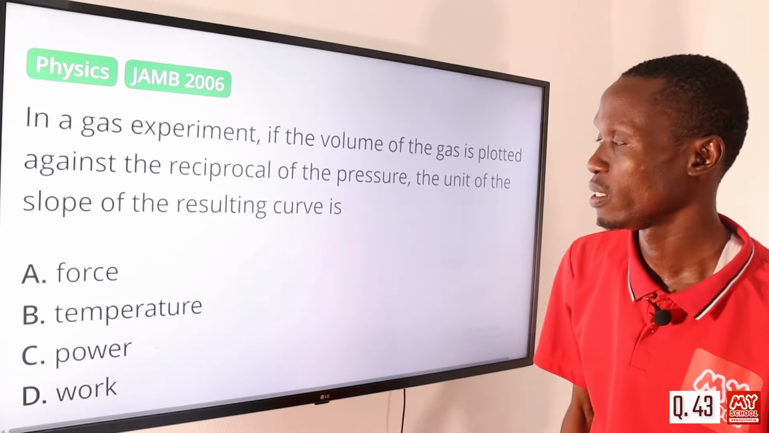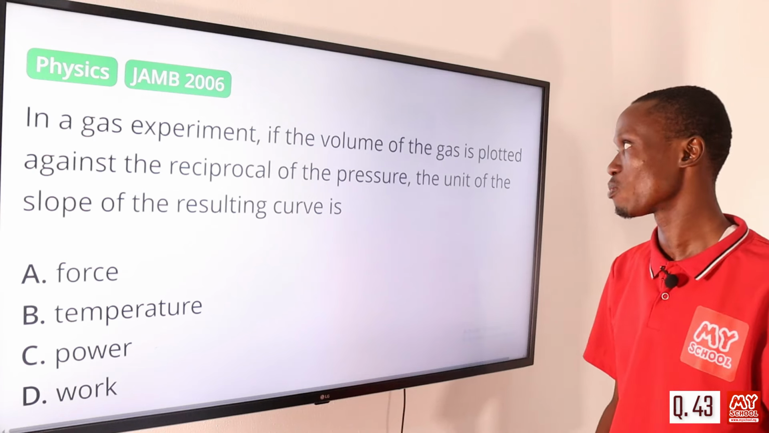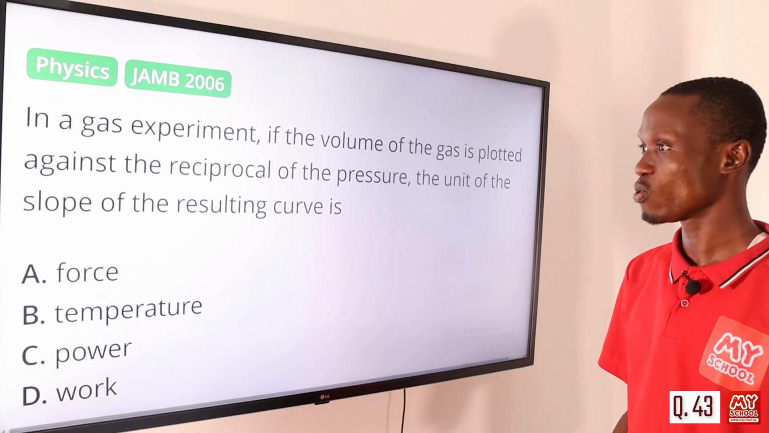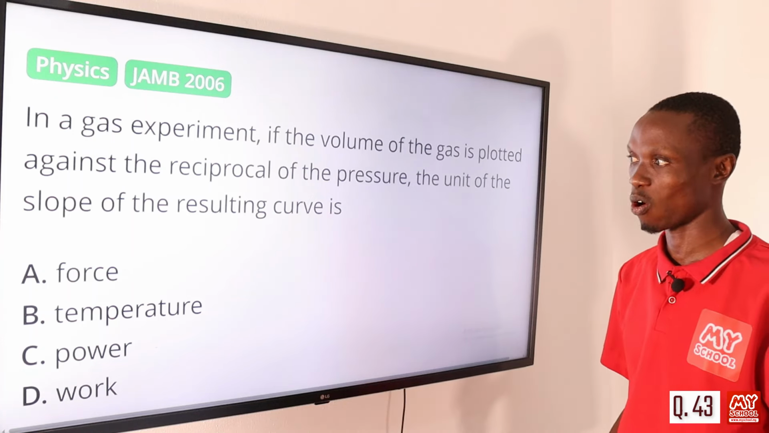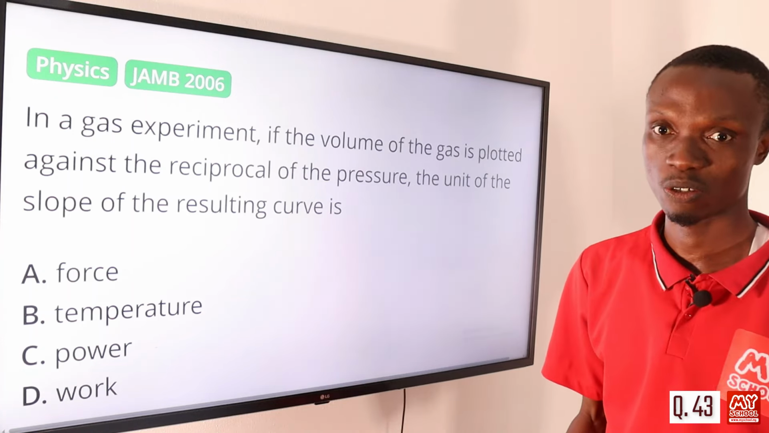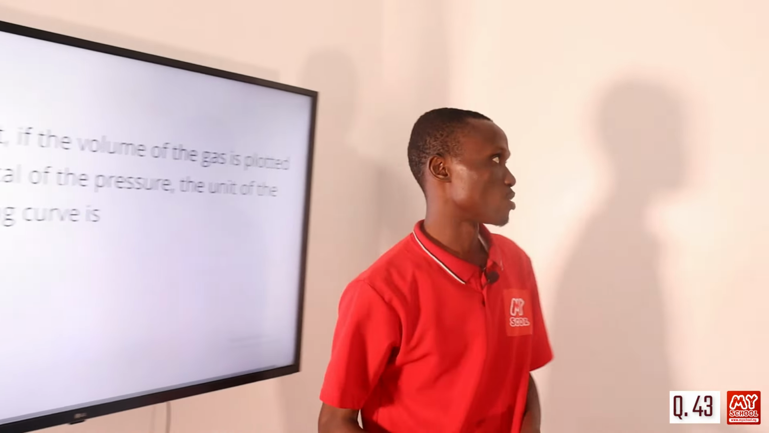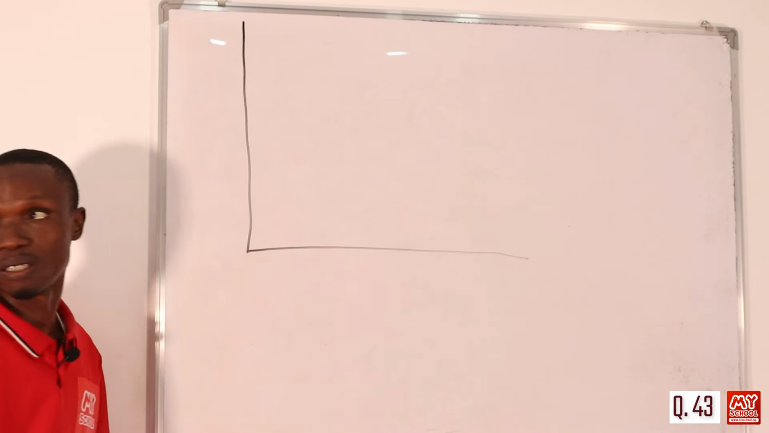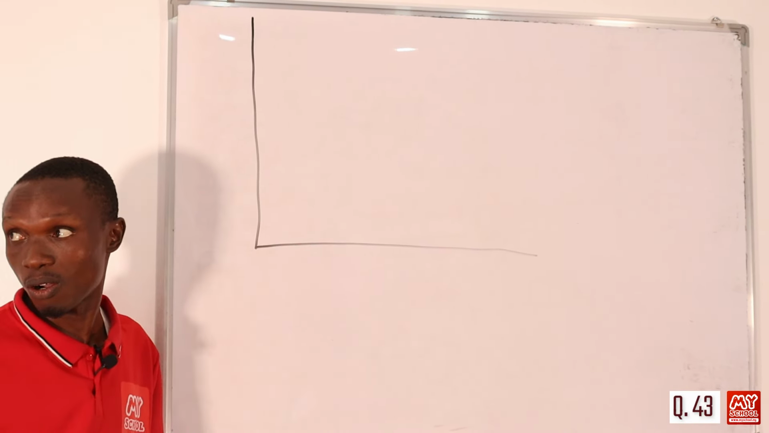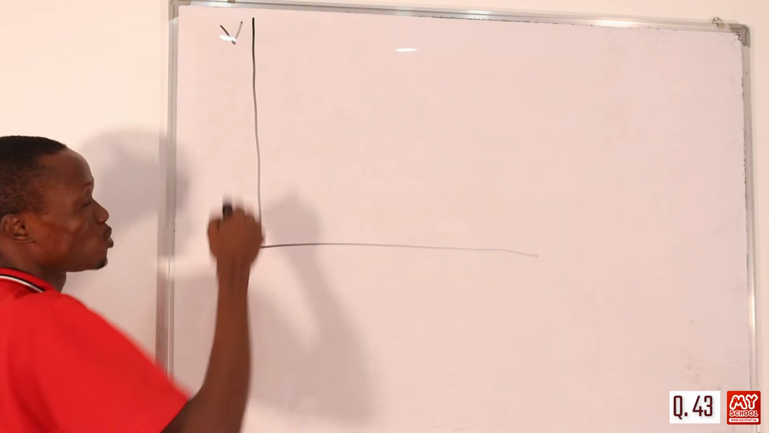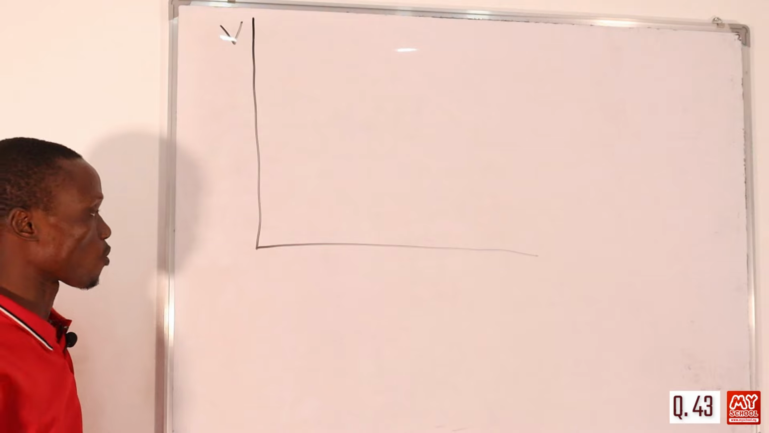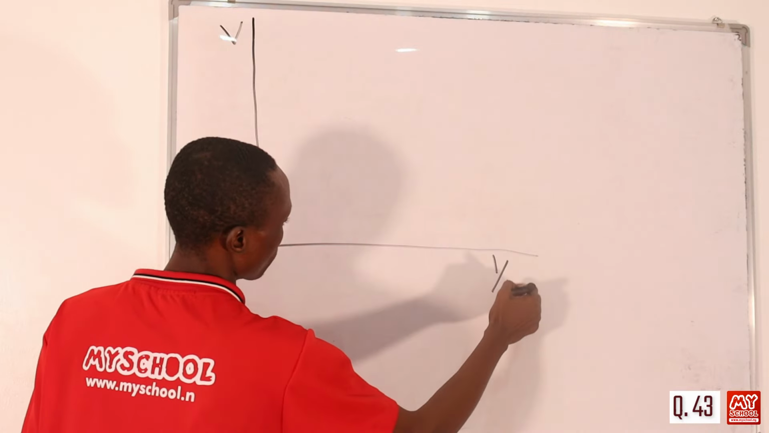150 Newton. Question 43. In a gas experiment, if the volume of the gas is plotted against the reciprocal of the pressure, the unit of the slope of the resulting curve is what? So let's move over to the board to provide an answer to this question. So we have a graph, with volume on the vertical axis, and the volume is plotted against the reciprocal of pressure, which is 1 over pressure.